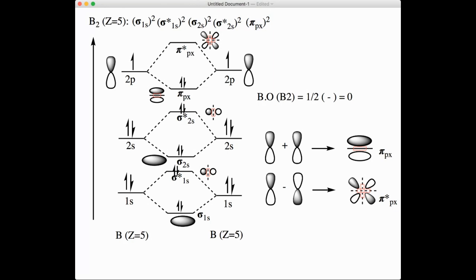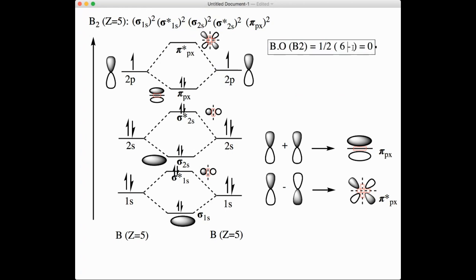So the electronic distribution for a B2 molecule, according to molecular orbital theory, could be sigma 1s2, sigma star 1s2, sigma 2s2, sigma star 2s2, pi px2. Okay, guys, what would be the bond order for the molecule of B2? How many electrons in bonding molecular orbitals do we have in this MO diagram? It's a total of 6. You have 2 electrons here, another 2 here, that's 4, another 2 here, that's 6.